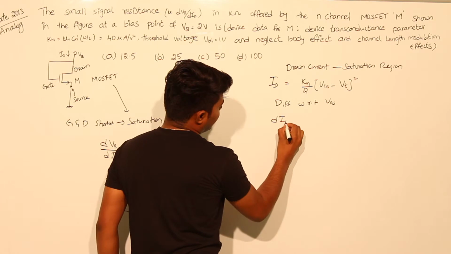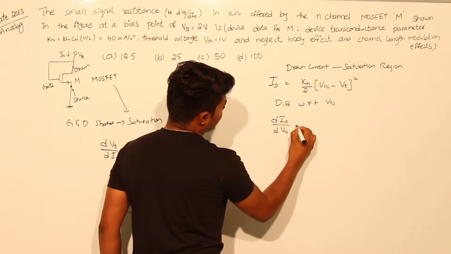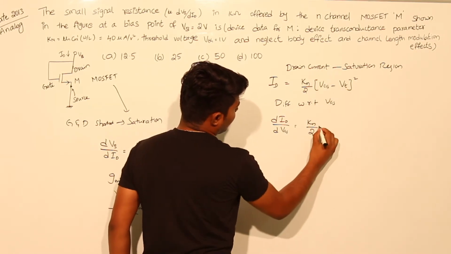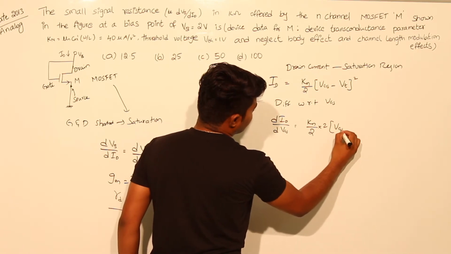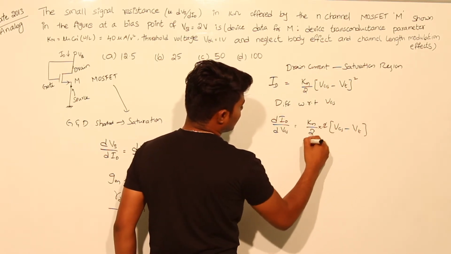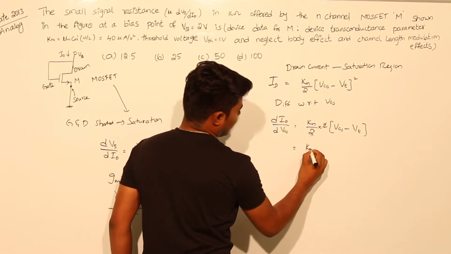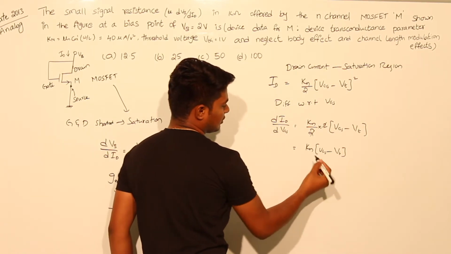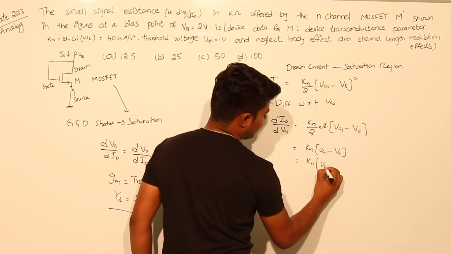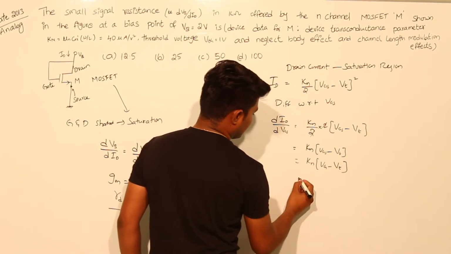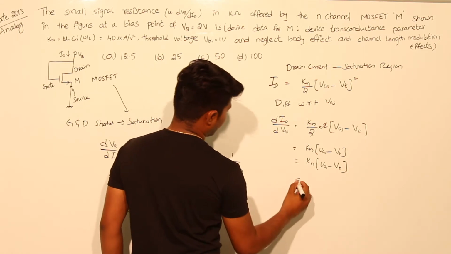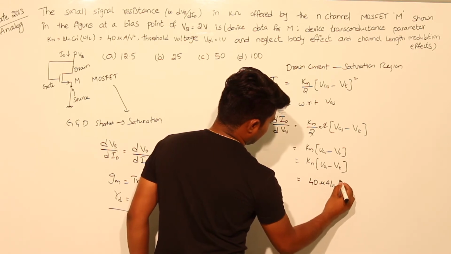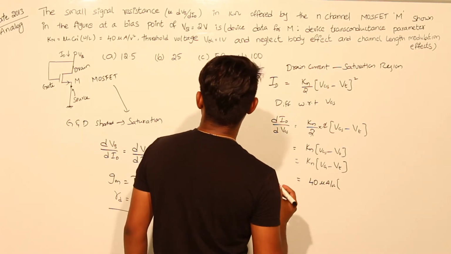So dId by dVgs equals Kn by 2, which is constant, and the 2 from the square comes forward, into Vgs minus Vt. The 2s cancel, giving Kn into Vgs minus Vt. We can write this as Kn into Vg minus Vt. Substitute the values: Kn equal to 40 microamps per V square.